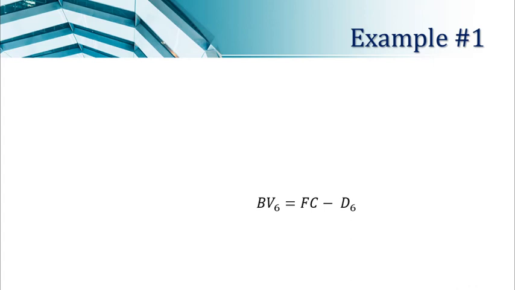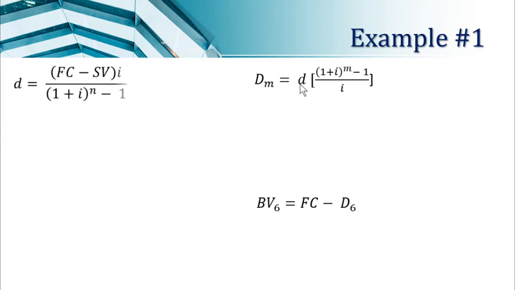This is the formula to solve for BV. We have FC minus D6. Bakit may 6 sa baba? Kasi we are computing at the end of 6th year. Then, syempre, kailangan natin yung amount for the total depreciation kasi kailangan dito sa D6. Pero, before that, we need to solve first for the annual depreciation. Using the formula, FC minus SV multiplied by I over 1 plus I raised to N minus 1.